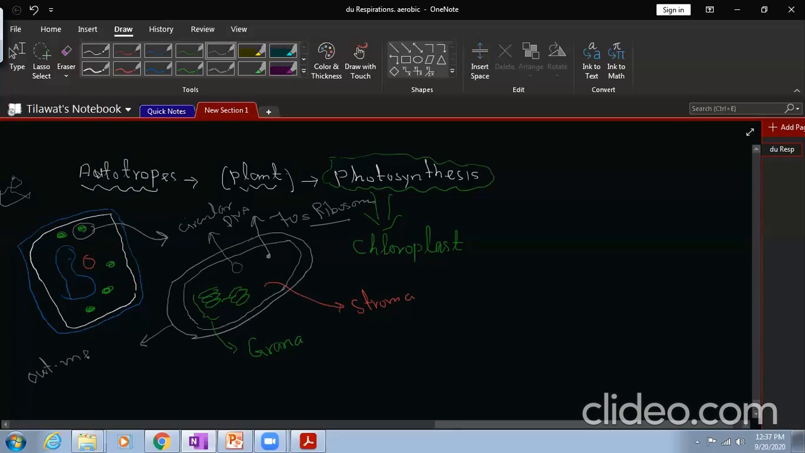This one is the outer membrane of chloroplast, and this one is the inner membrane of chloroplast, right? These two combine to form what? The chloroplast envelope.